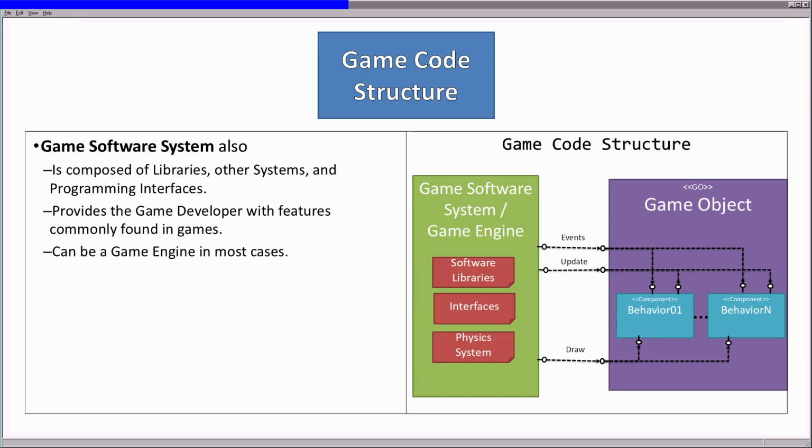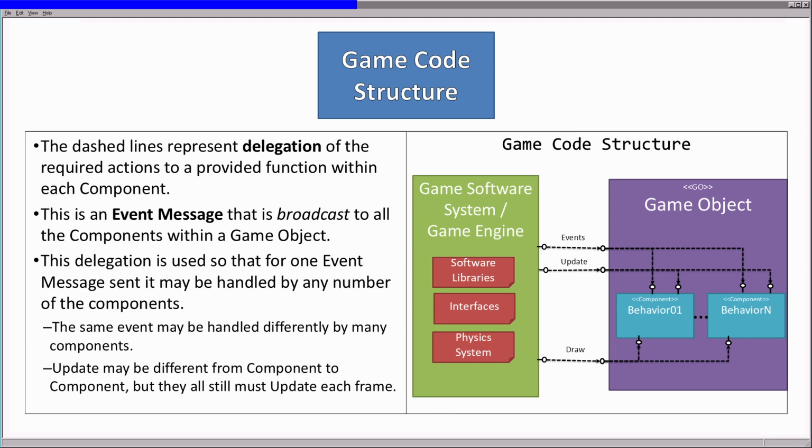In addition to the game loop pattern, the game software system also is composed of libraries, other systems, and programming interfaces. This provides the game developer with features commonly found in games, such as user input interfaces, physics systems, and other useful software libraries. The game software system can be the game engine in most cases.